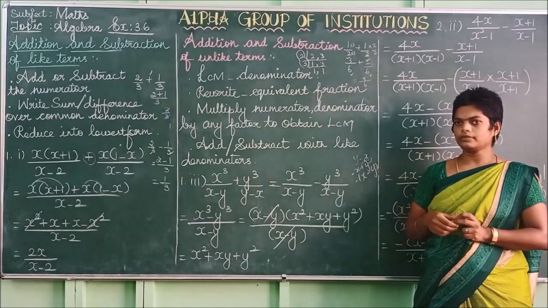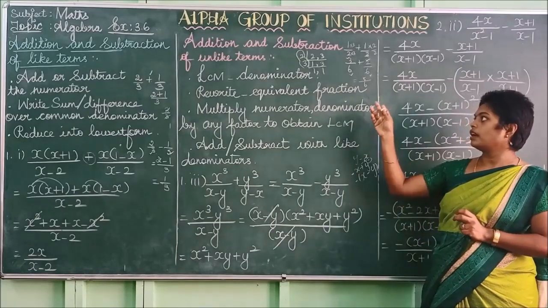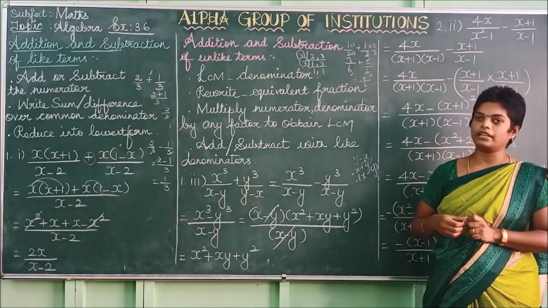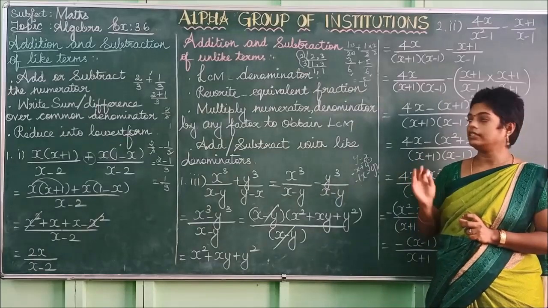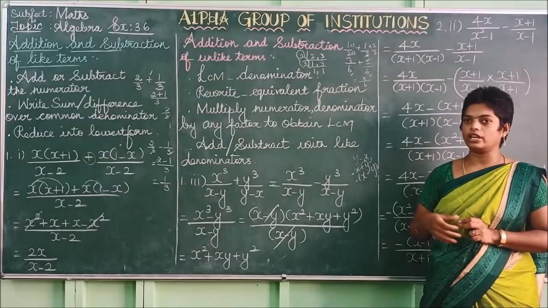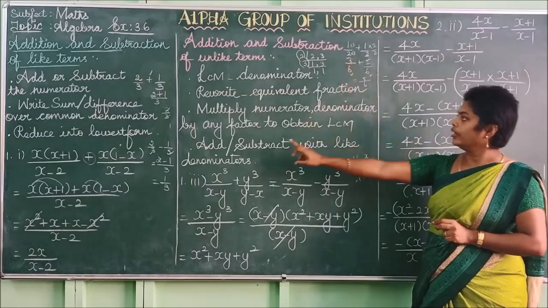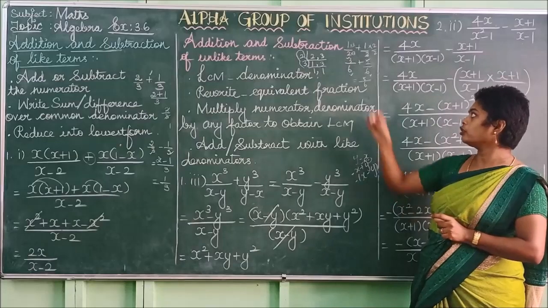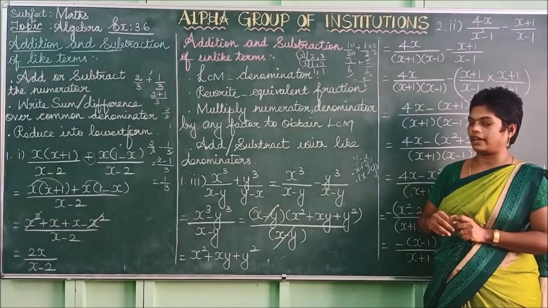For unlike terms, you have to change some steps. What are they? You look at the denominators, which are different, so you take the LCM. Then rewrite into an equivalent fraction, which must be done by multiplying the numerator as well as the denominator by a factor to obtain that LCM.